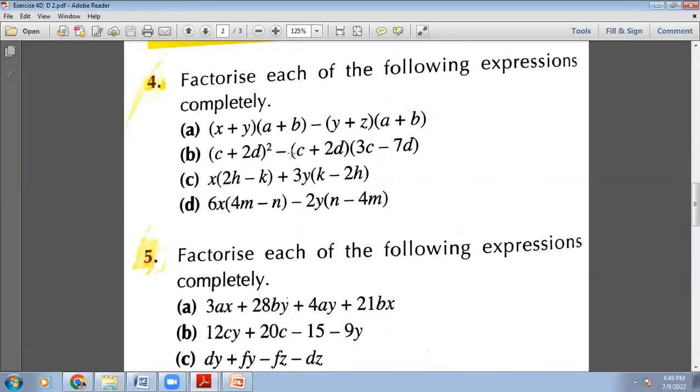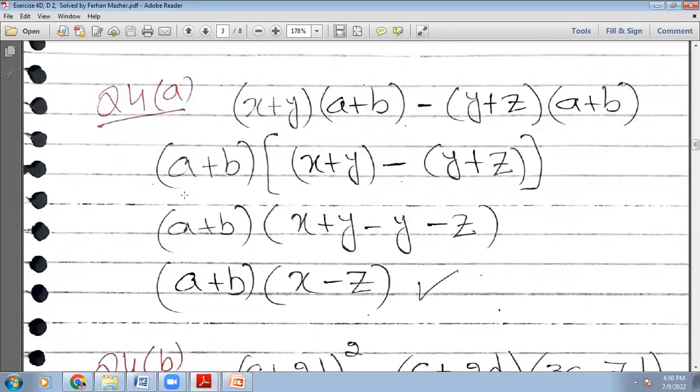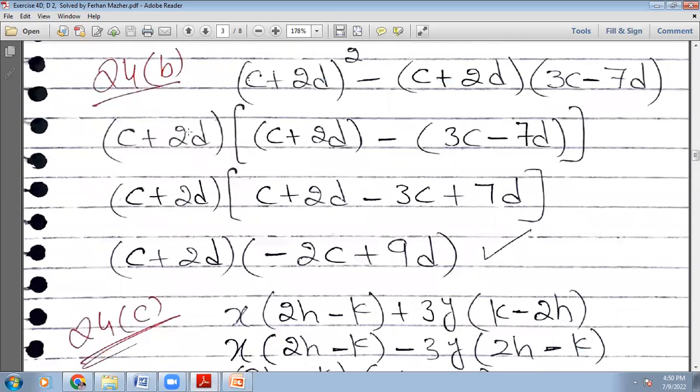It says (C plus D) whole square minus (C plus 2D), (C plus 2D) whole square minus bracket C plus 2D, and another bracket 3C minus 7D. So this C plus 2D can be taken as common from both the terms. So we can take the C plus 2D common. So (C plus 2D) whole square divided by (C plus 2D) will be C plus D minus, and from here you are left with this bracket 3C minus 7D.